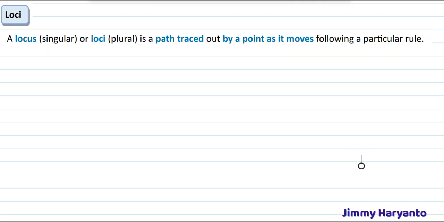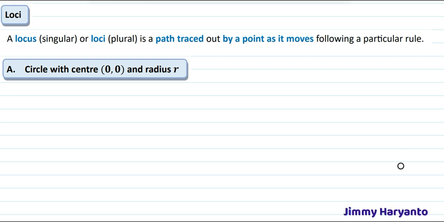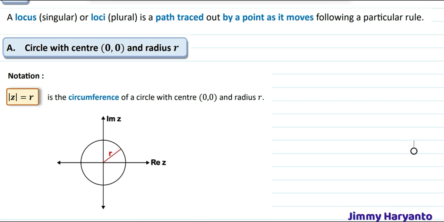Locus in singular, or loci in plural, is a path traced out by a point as it moves following a particular rule. So the first locus is a circle with center 0, 0 and radius r. The notation is modulus z equals r. This means the circumference of a circle with center 0, 0 and radius r. So the locus for this one is a circle, but not the inside, not the outside, only the circumference.